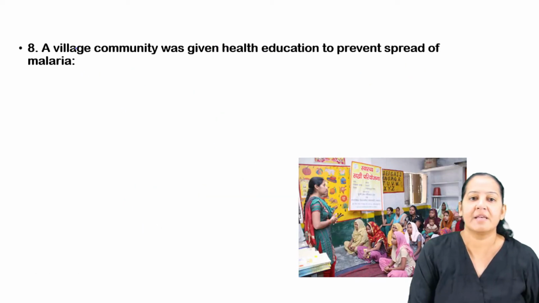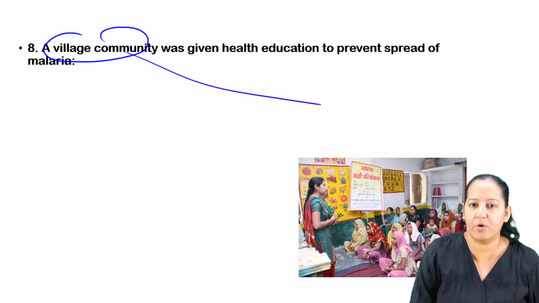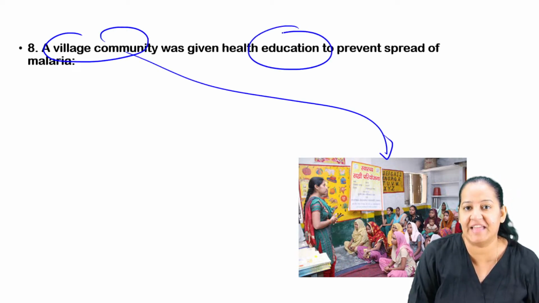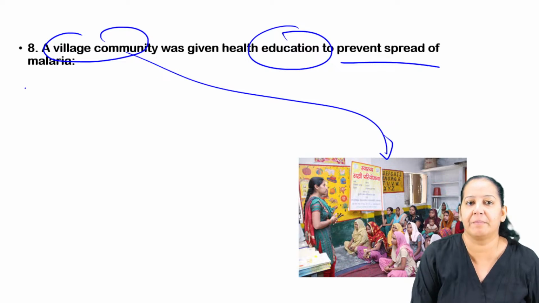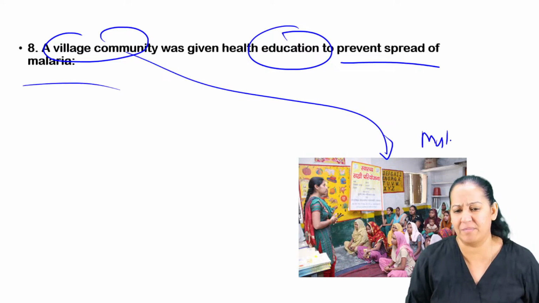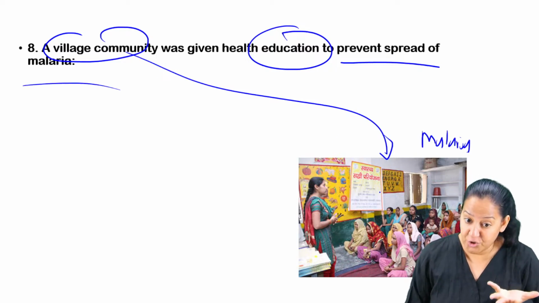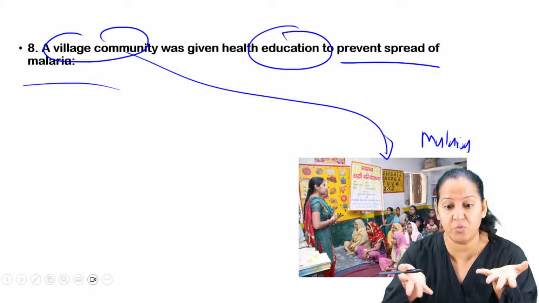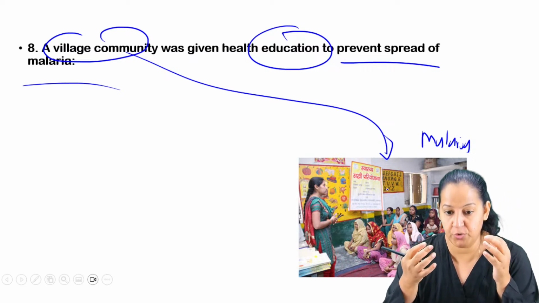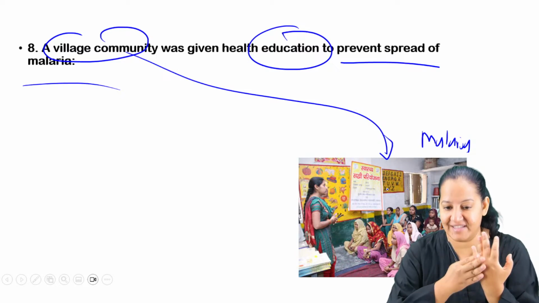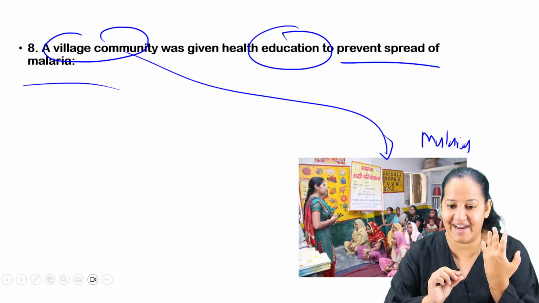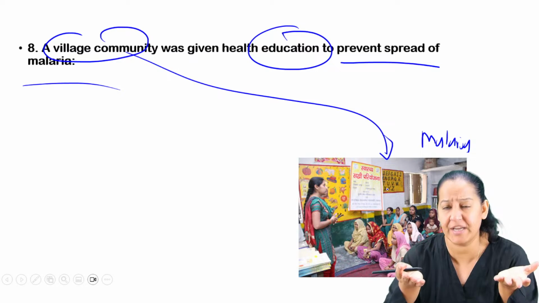Okay, the next is, suppose we are going to a village community. We are going to a village community and we are educating them to prevent the spread of malaria. In this village, malaria is very common, and we want to prevent it. So we are educating the people not to have stagnant water at home, and to use gels and insecticides that are available. You should use all that. So we are educating how to prevent malaria.